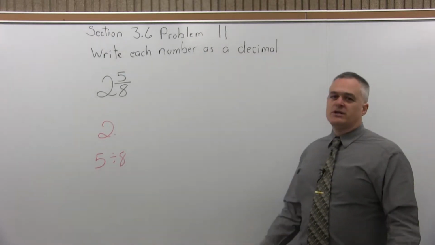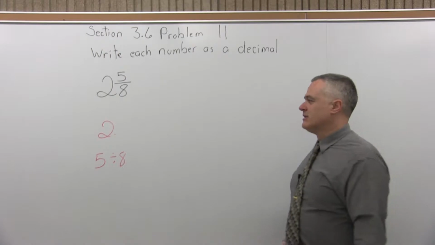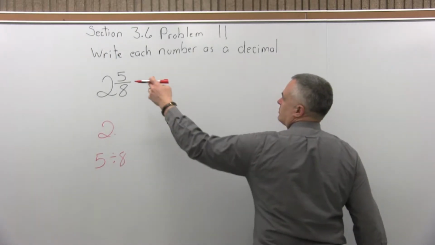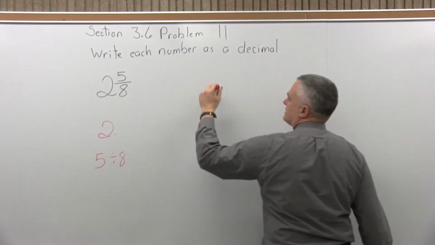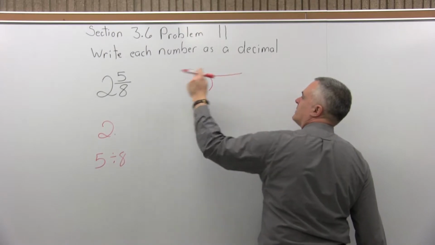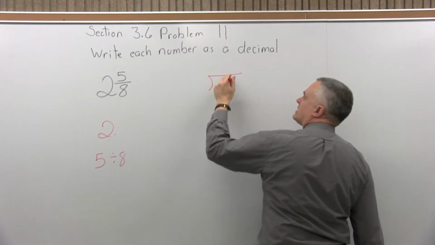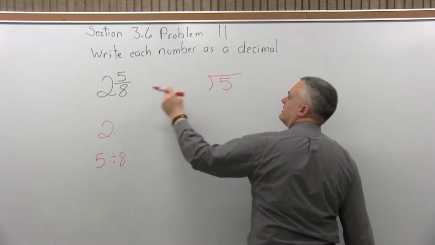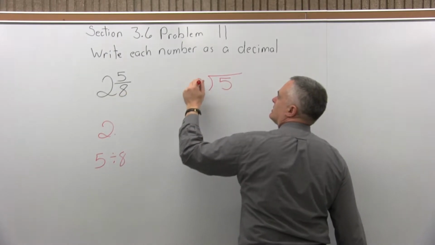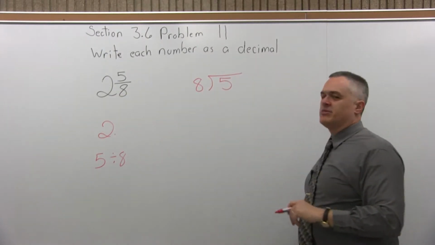Now, there are plenty of teachers that say, well, you can't use the calculator, so this is what you would do. You turn the fraction into a division. So I'll set up my division symbol. The numerator of the fraction goes in the division symbol underneath, and the denominator goes out in front. And you set up that division.